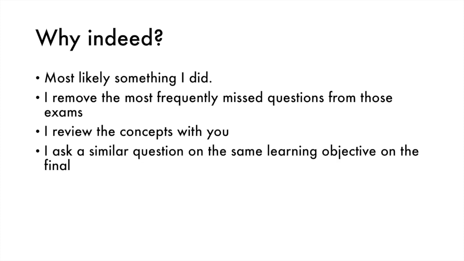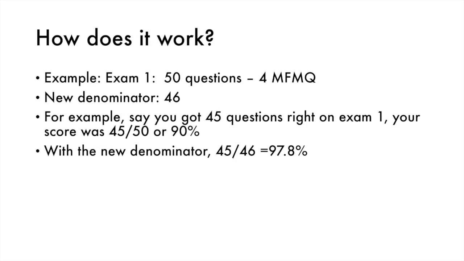And then I will ask a similar question on that same learning objective from the set of learning objectives on the final exam. So, how it works is, as far as curving the grades, say for exam 1 there are 50 questions, 4 of them were missed by a great majority of the students. So I take those questions out of the denominator, and your new denominator would be 46.